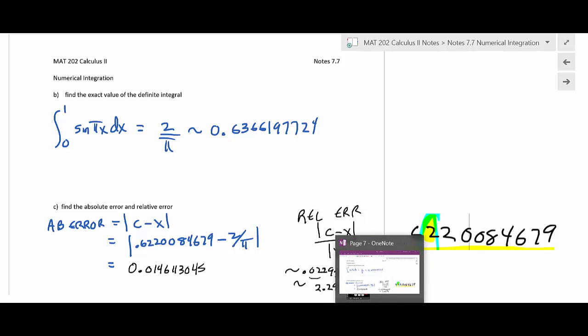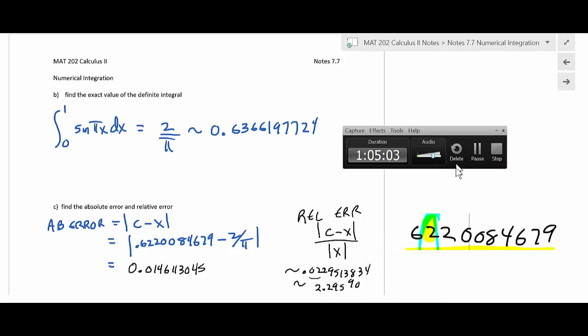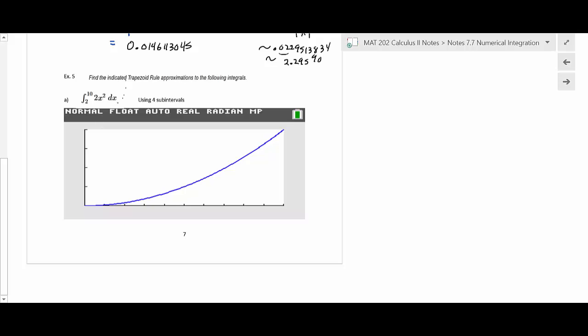Okay, so let's go ahead and take a break in about 10 minutes. And this one, we're going to do this integral. We're going to do 4 subintervals, so we're going to do 4 trapezoids. On a test, I'm not going to have you do 10 trapezoids. Maybe 3 or 4 at the most is good enough. Okay, so let's go ahead.